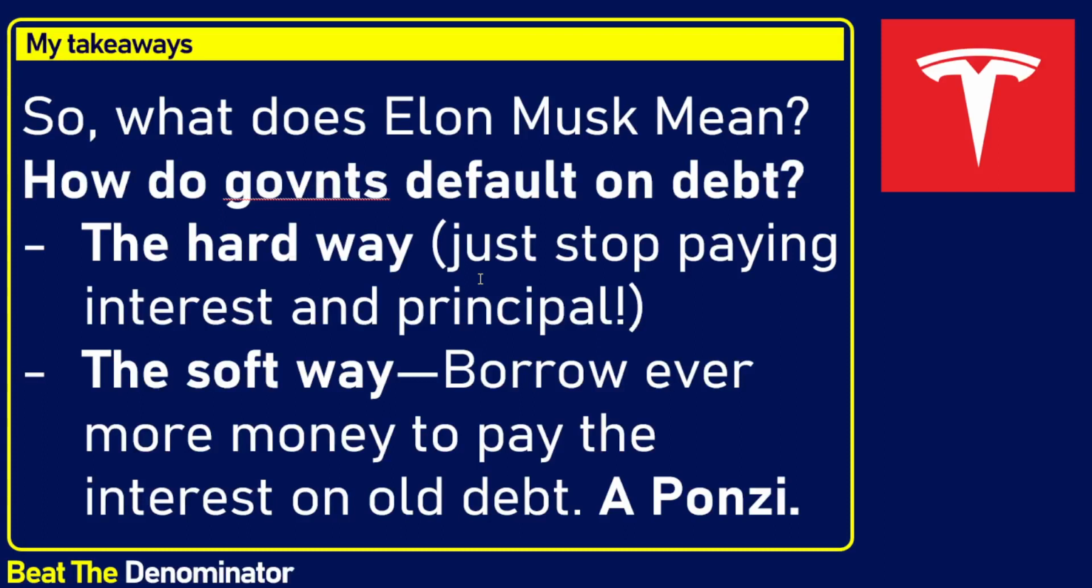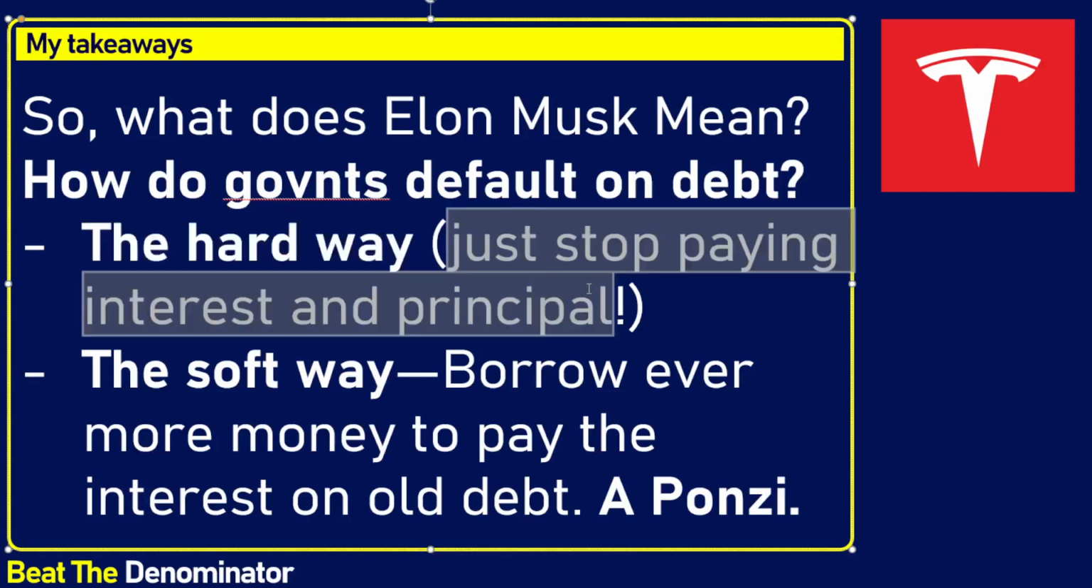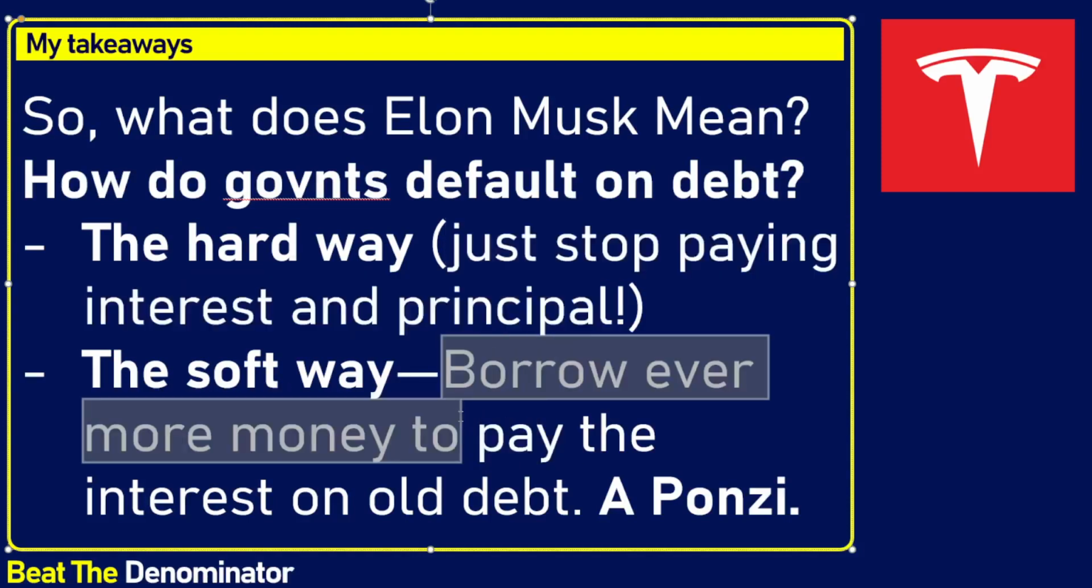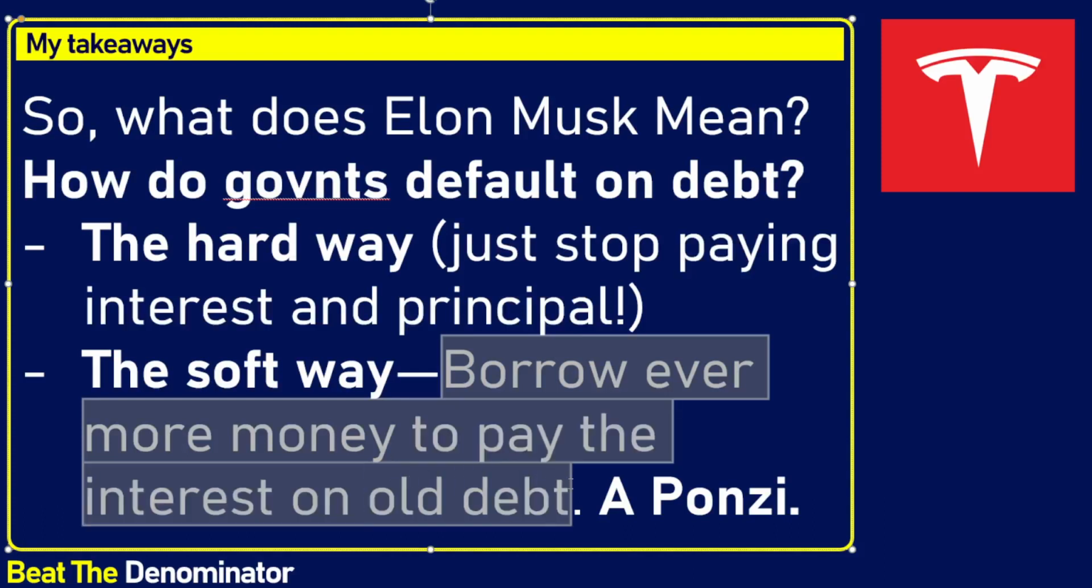I think the most recent government to default was Russia. But so many have defaulted, and there are really two ways to default. You can default the hard way, which is you simply stop paying interest and principal, and that's less common. And then you can default the soft way, which is you borrow ever more money to pay interest on the old debt.